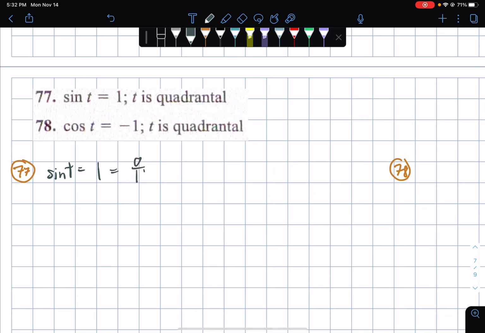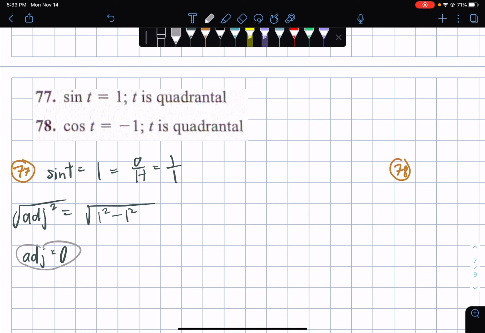Sine t is equivalent to O over H, and because sine t is 1, you can say it's 1 over 1. So we know the opposite side and hypotenuse. Let's look for the missing side, which is the adjacent. The adjacent is 0. And so I know in actual triangles this isn't possible. But in the context of using Pythagorean theorem in this lesson on trigonometric functions, I think it makes sense. Let's just not think of this as if we're trying to make an actual triangle, because we're not.